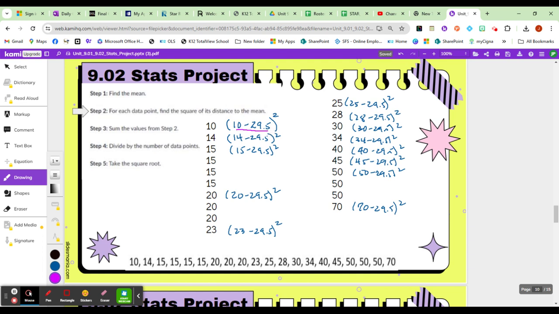So when I type that into my calculator, I get 380. I'm just going to write these in pink. I get 380.25.